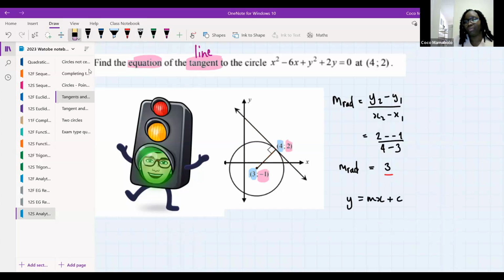We're supposed to make sure, like, I don't know how to explain it, but MRAD time tan is equal to negative 1. All right. Okay, so we need to again make sure that we're following the steps 100%.